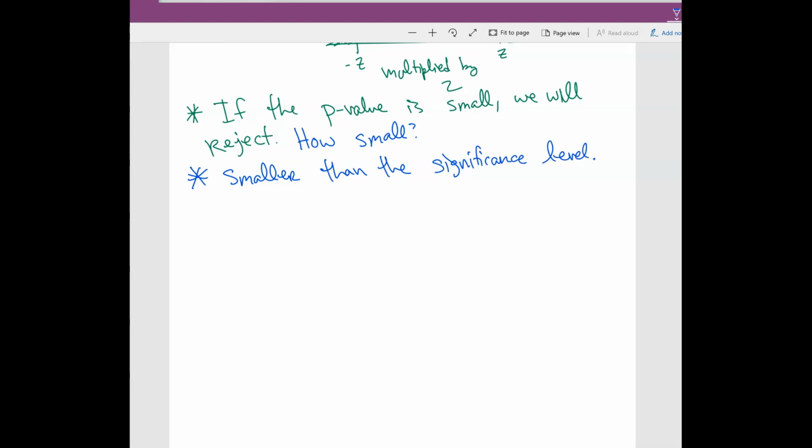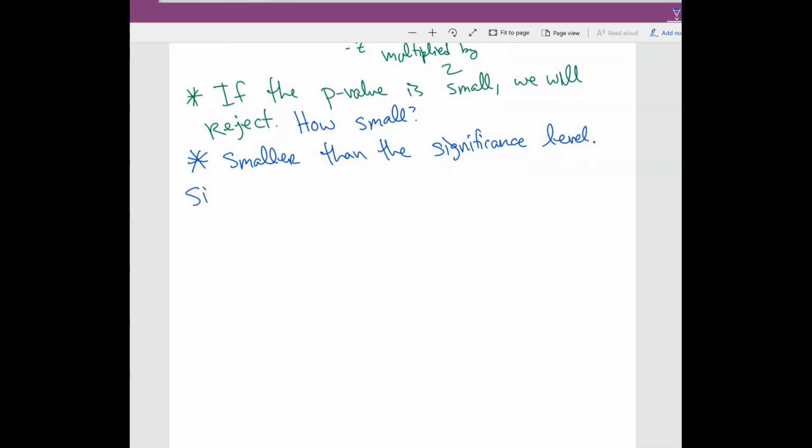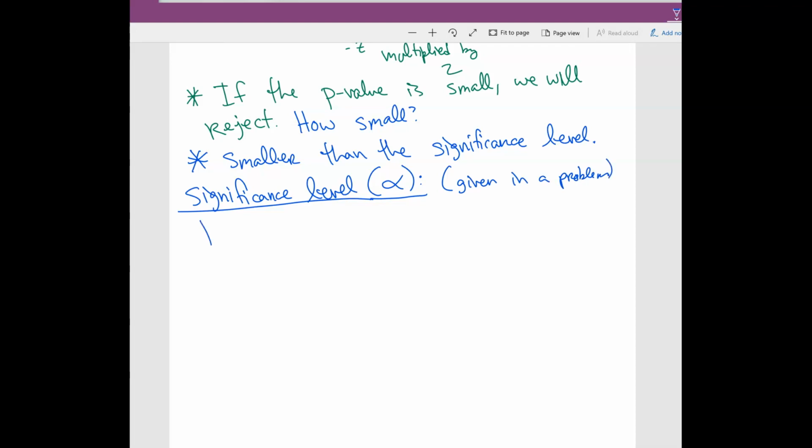Let me just tell you what the significance level is. The significance level looks kind of like a fish. It's called alpha. This is usually a threshold, and it is given in the problem, so I will tell you what the threshold is. This is basically the probability of rejecting the null. Later on, we will go into a little more detail on what exactly this alpha is doing.